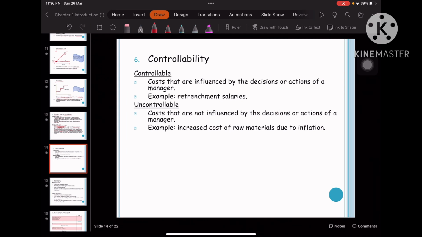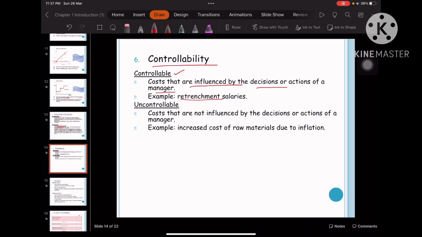Alright, so number 6 is controllability. We would like to see whether the cost can be controlled or cannot be controlled. So this is controllable. It means that it can be controlled or influenced by the decision or action of the manager. So managers are able to control this cost. For example, retrenchment of salaries, like if we would like to terminate staff and so on. For example, the electricity bills, if we would like to reduce the bill, we can switch off everything.